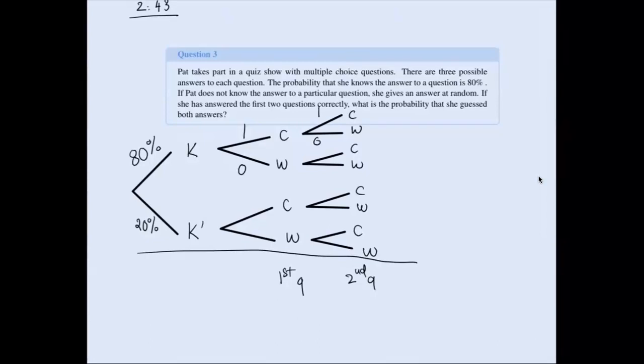Similarly, for the second question. If she doesn't know the answer, then she has to guess randomly. Each question has 3 possible answers. So the chance that she gets the answer correctly, if she doesn't know the answer, is 1/3. And the probability that she gets it wrong is 2/3.